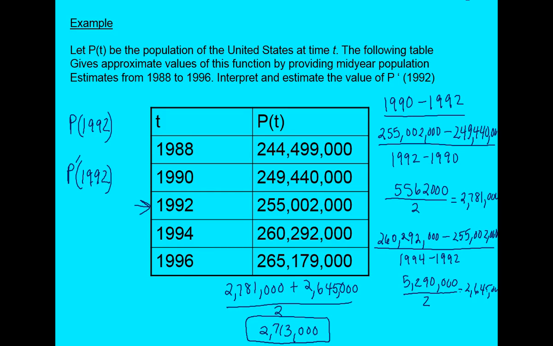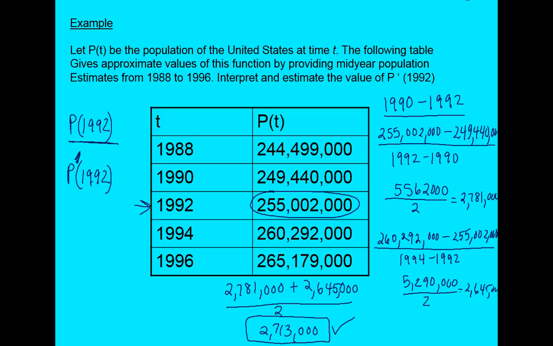So think about what that means. We know the population. If we said P of 1992, that's 255,002,000. But we're trying to answer the question, what is P prime of 1992? The rate of change of the population. We're saying the rate of change of the population is 2,713,000 in the year 1992.